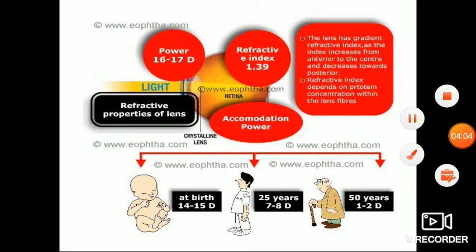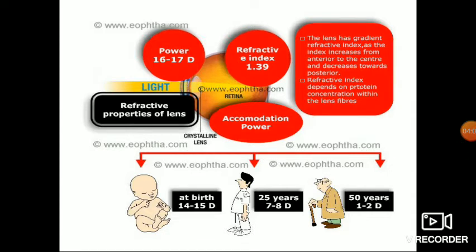The lens has a refractive index of about 1.39. The lens has a gradient refractive index, as the index increases from anterior to the center and decreases towards the posterior, and the refractive index depends on the protein concentration within the lens fibers.